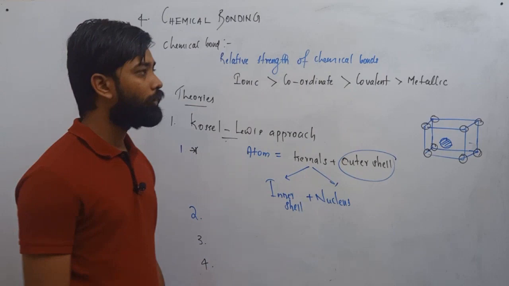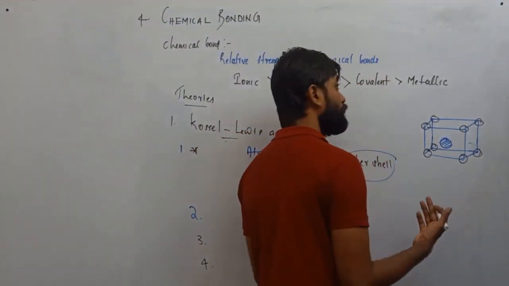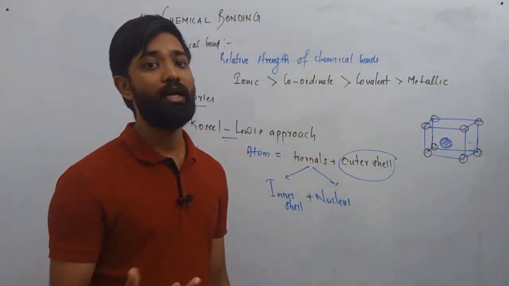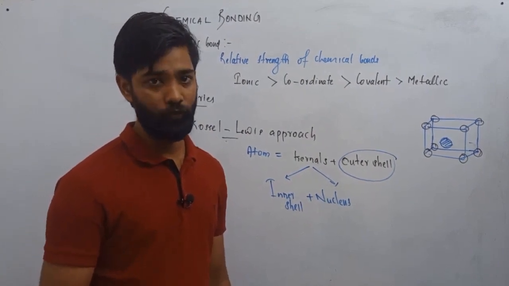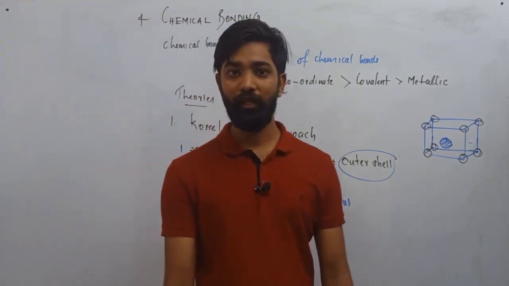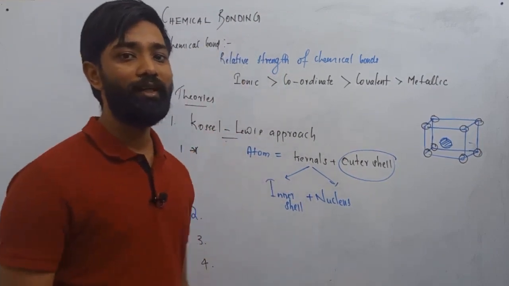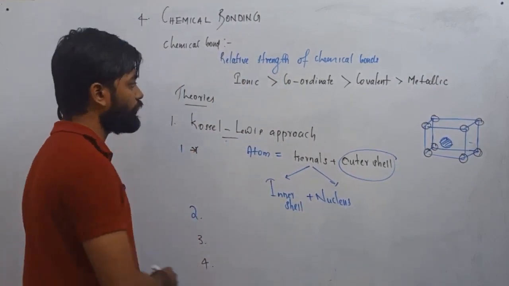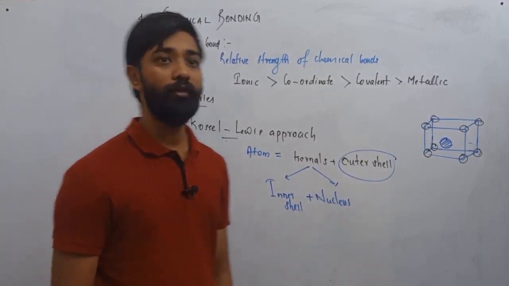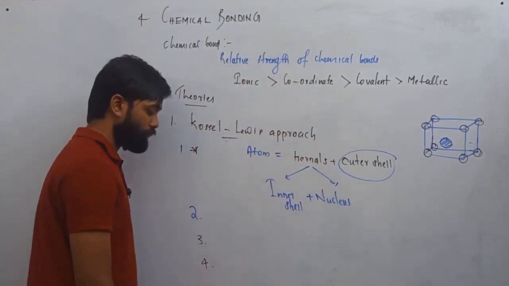Fourth one. Do you know how many corners there are for a cube? 8 corners, fine. So if all corners are occupied, the atom's outer shell is composed of 8 electrons. 8 corners occupied means 8 electrons are present, which means the atom is stable, right? If anyone has 8 electrons in the outer shell, the basic idea is that it is stable. That is also given by Kossel and Lewis. So if all 8 corners are occupied, then the atom is said to be stable.